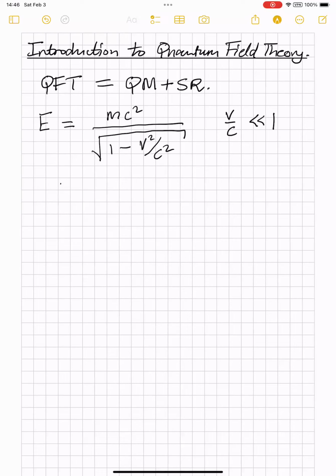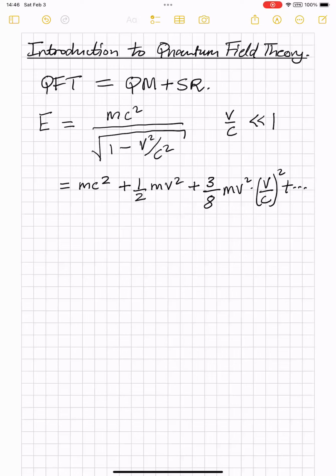So expanding this out, we would find mc squared plus 1/2 mv squared plus 3/8 mv squared times v over c squared. And then there would be a whole lot of other corrections.